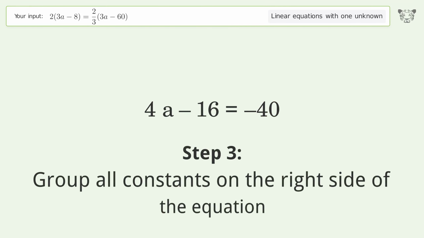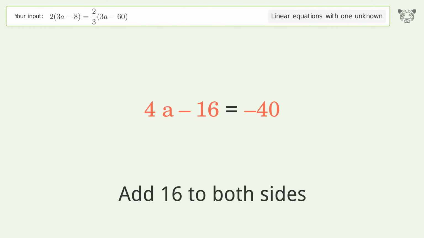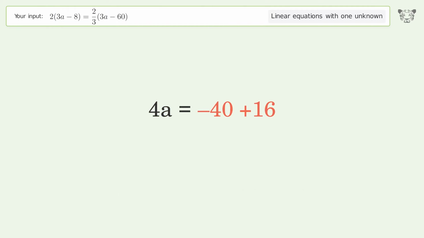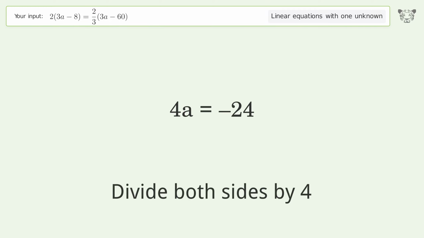Group all constants on the right side of the equation. Add 16 to both sides. Simplify the arithmetic. Isolate the m. Divide both sides by 4.